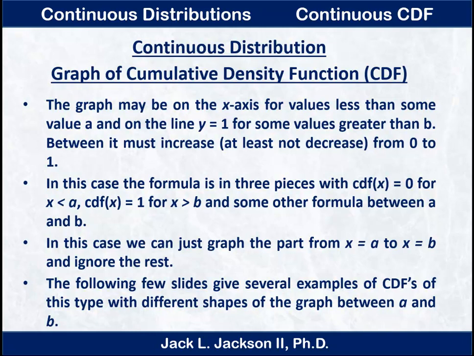We'll see part of a horizontal line out to the left at y equals 0, and part of a horizontal line out to the right at y equals 1. But the interesting part is really between a and b, and if we want, we could just ignore the rest. So we're going to look at some different examples.